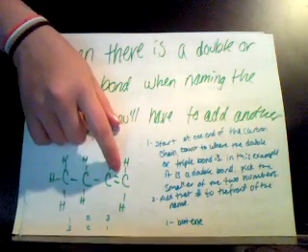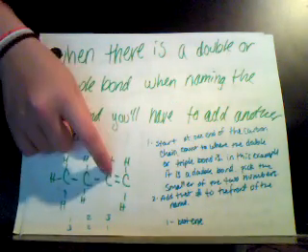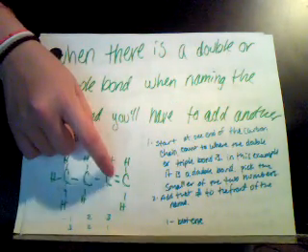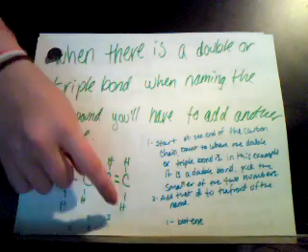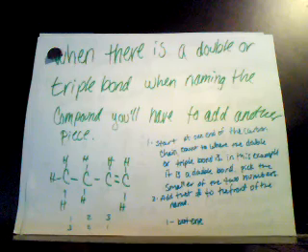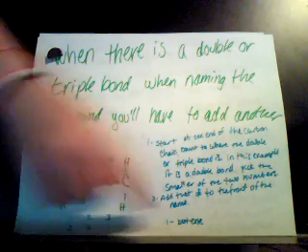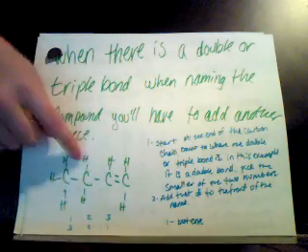With a double bond, the ending is ene. But you have to remember to mark where this double bond is. So you count 1, 2, 3 or 1, 2, 3. You always pick the lowest number. So here, the lowest number is 1. So you put that in front of the name. 1-butene.